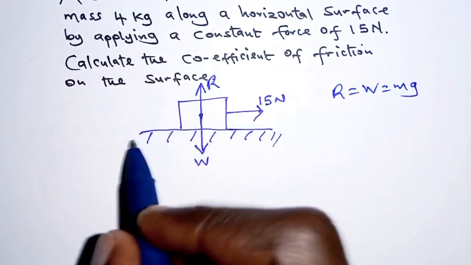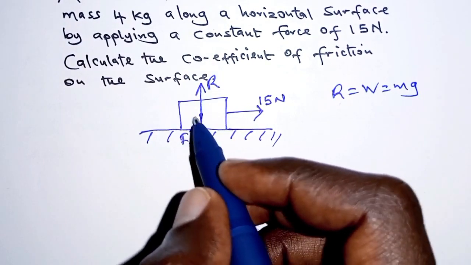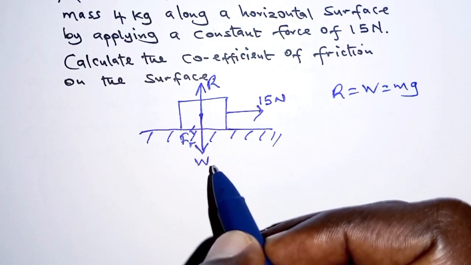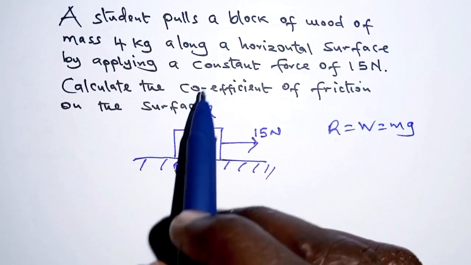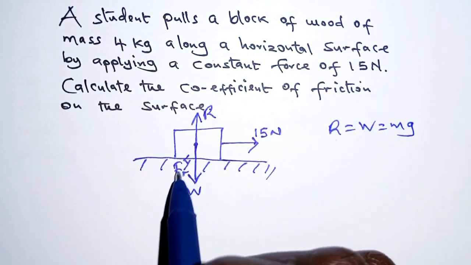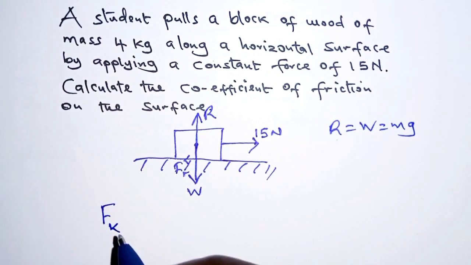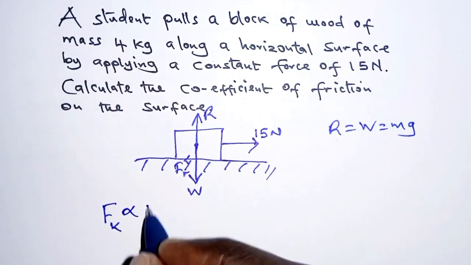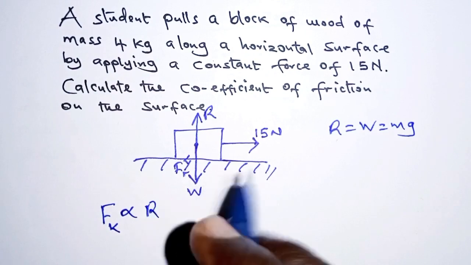As this object moves along the surface, it experiences frictional force which acts between the object being pulled and the surface. It acts in opposite direction. So there's one thing here we need to take note of. When we pull the object at a constant force, then the kind of friction that we have here is the kinetic friction, and this kinetic friction varies directly as the reaction force. You know that the reaction force is the weight, which is mass times gravitational field strength.